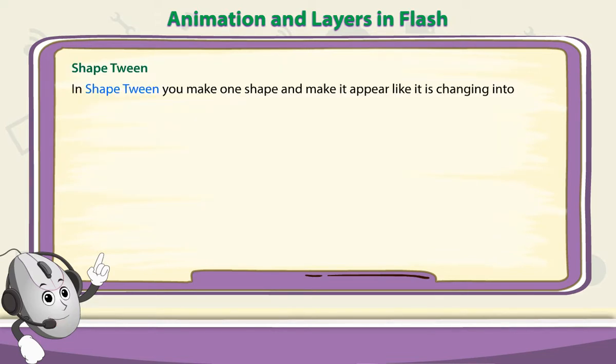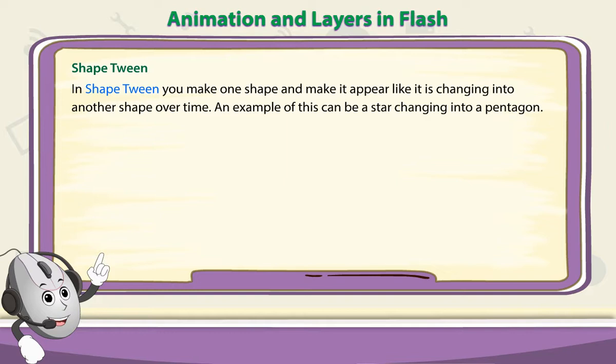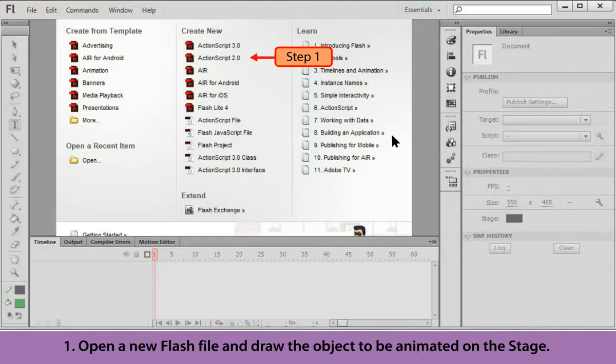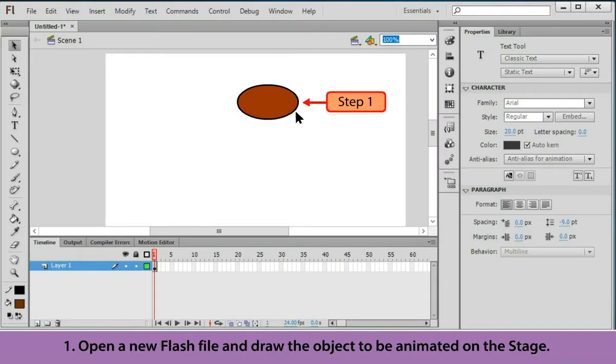Shape Tween. In Shape Tween, you make one shape and make it appear like it is changing into another shape over time. An example of this can be a star changing into a pentagon. Follow the given steps to create Shape Tween animation. 1. Open a new Flash file and draw the object to be animated on the stage.